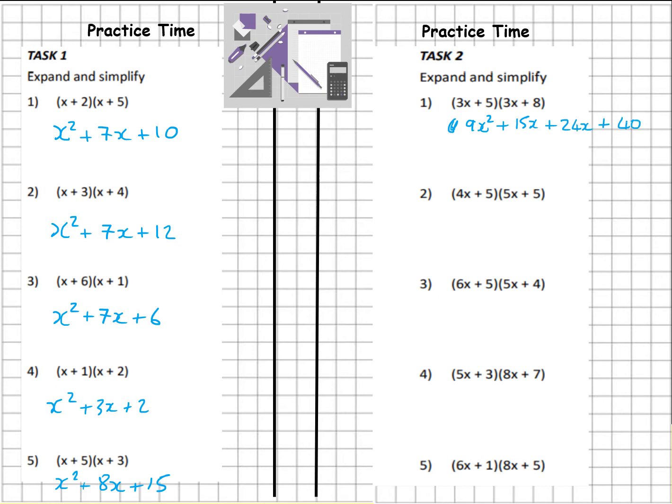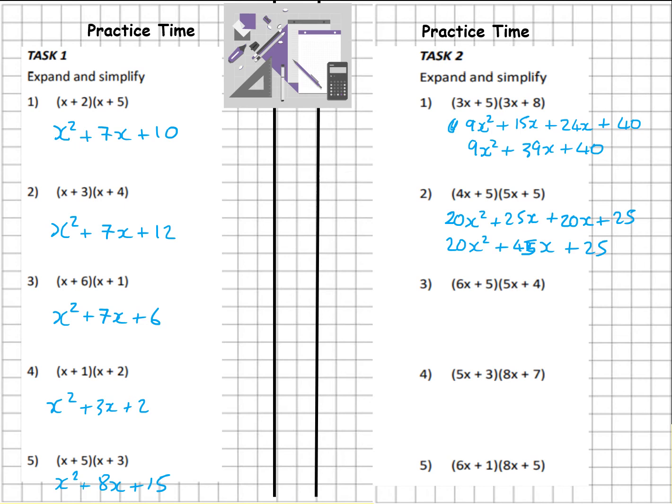And then we're going to collect the like terms. So that's 9x squared plus 39x plus 40. Question 2 is 20x squared plus 25x plus 20x plus 25, and then simplified is 20x squared plus 45x plus 25.